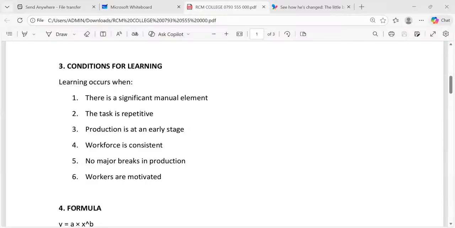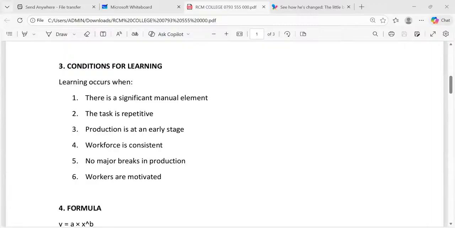That, ladies and gentlemen, in this case, if we have a high labor turnover, what does that mean? When these guys go, we bring in new employees, then again, learning will have to start from the beginning. So in this case, a consistent workforce is a serious conditionality.